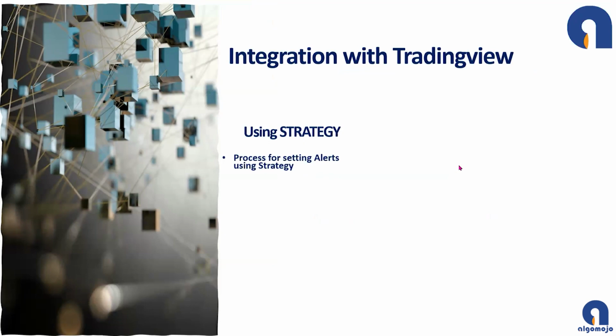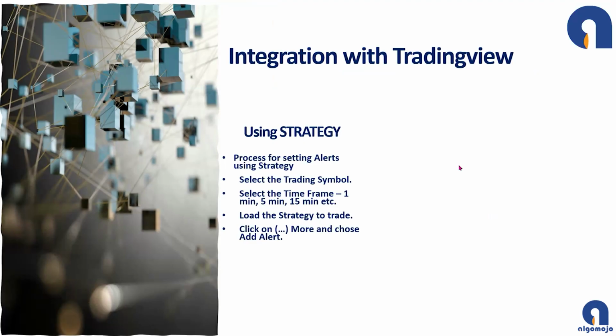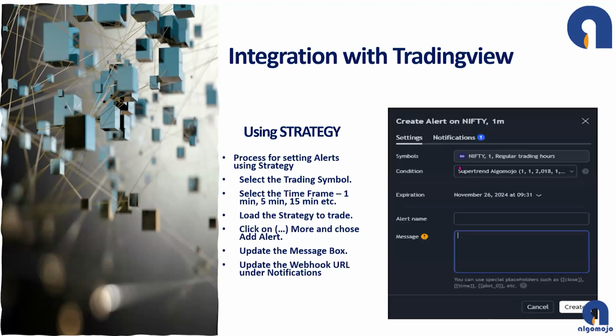The process is similar. It can be any strategy. All you have to do is select the symbol, select the time frame in which you want to trade, and load your strategy. Once your strategy is loaded, click on the More button and create an alert. While creating an alert, you will need to update the message box, copying the actions from Algomojo, and then update the webhook URL, again given by Algomojo, and you're ready for processing of signals. That's all the steps involved.